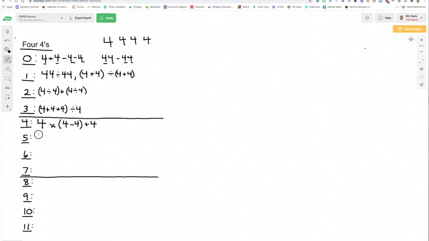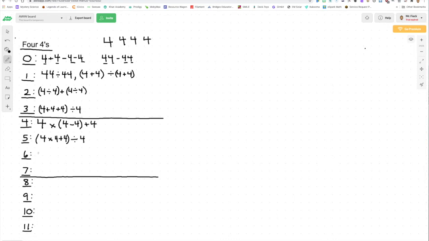For 5, I'm going to start with parentheses, and I did 4 times 4 plus 4, and then end parentheses, and divided by 4. So 4 times 4 is 16, plus 4 is 20. 20 divided by 4 is 5.